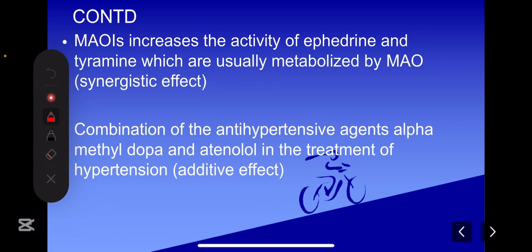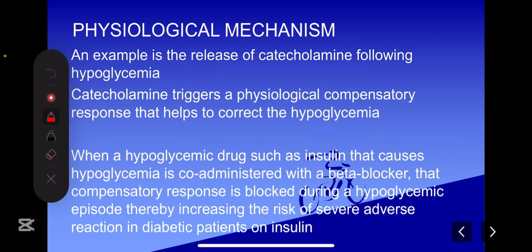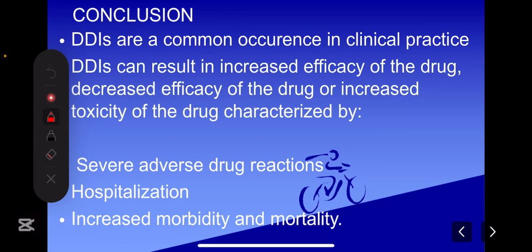Then let's talk about addictive. For addictive, the combination of the antihypertensive agent alpha-methyldopa and atenolol makes it addictive. Normally, when you take alpha-methyldopa, it's not addictive. But when you take it with atenolol, it becomes addictive. That's an example of addictive effect. All right. So this is the physiological mechanism of drug-drug interaction. Please, you can go through this. The video is becoming too long, and this is the conclusion.